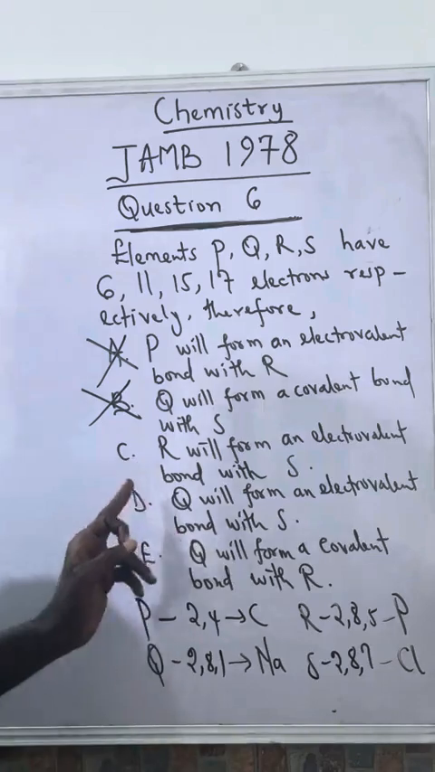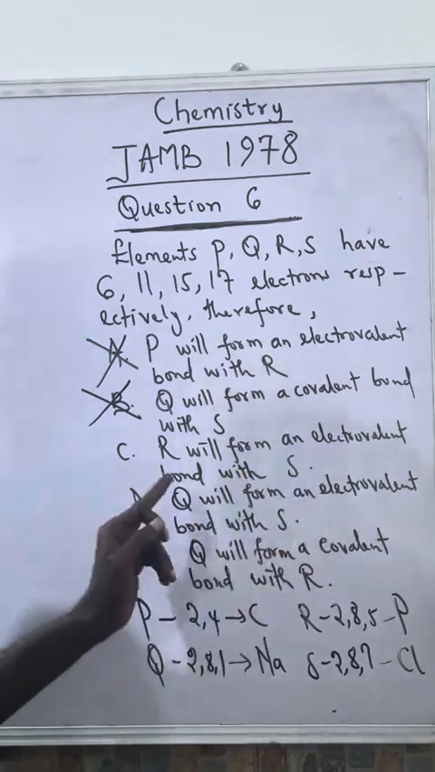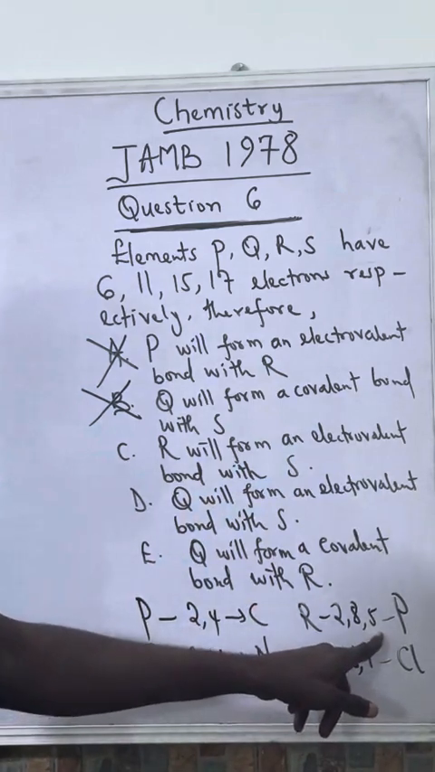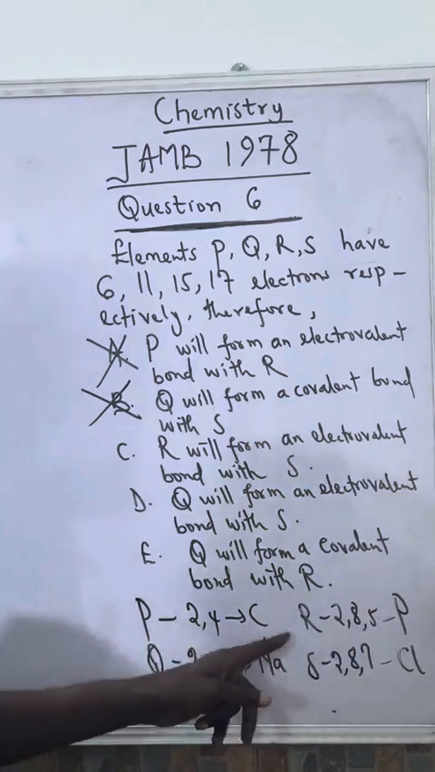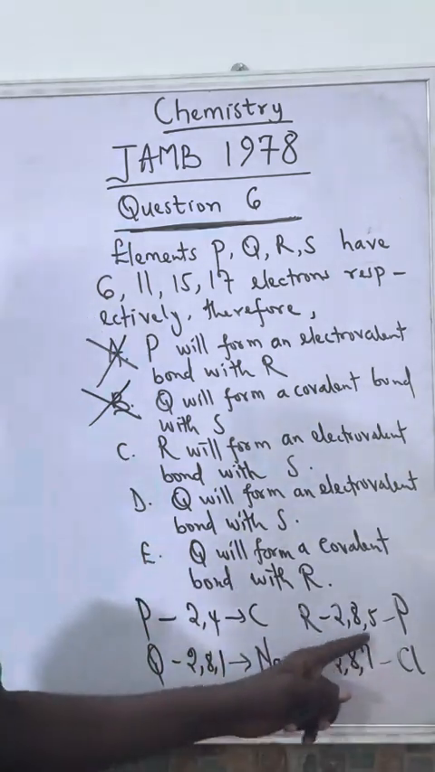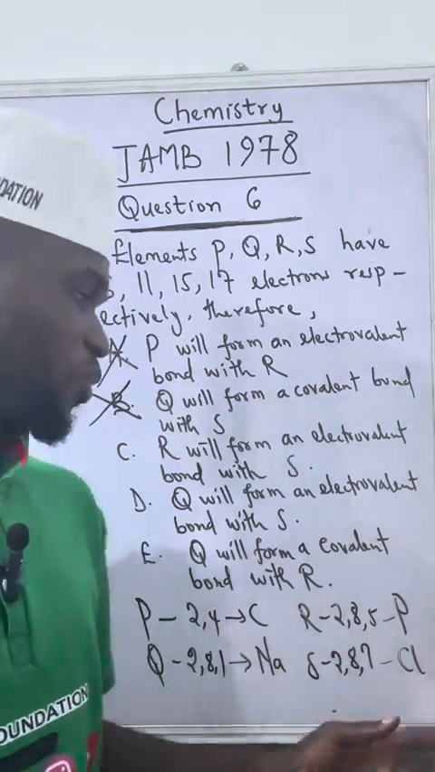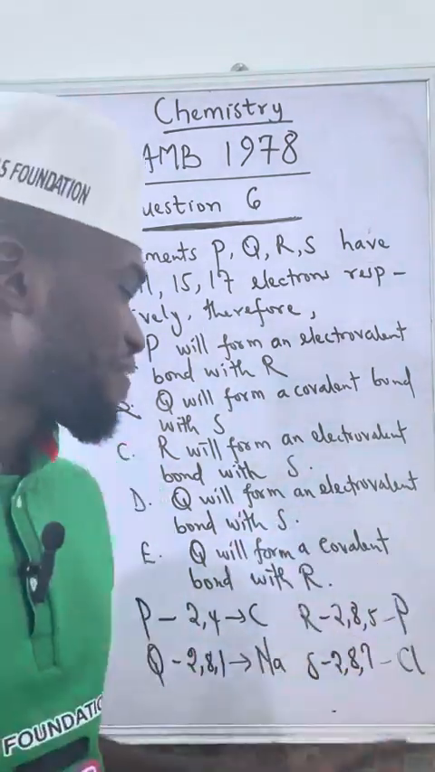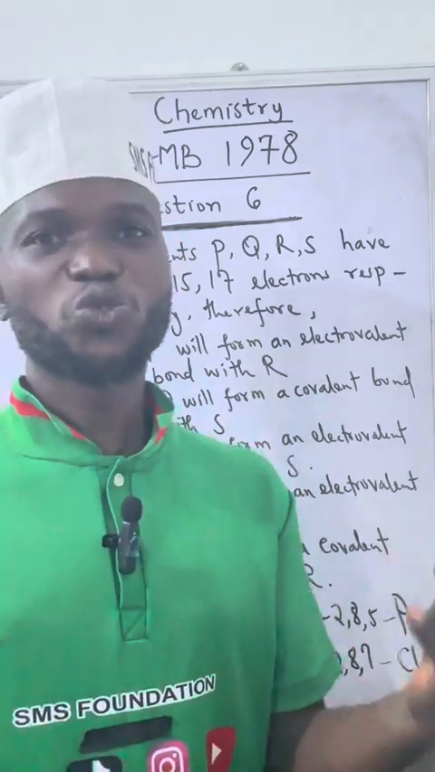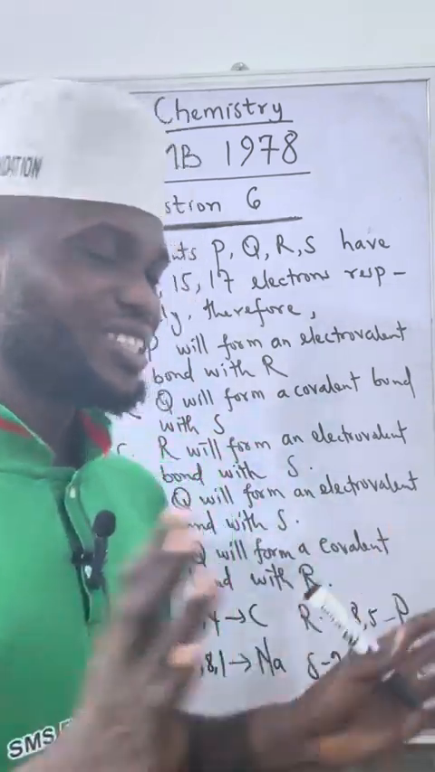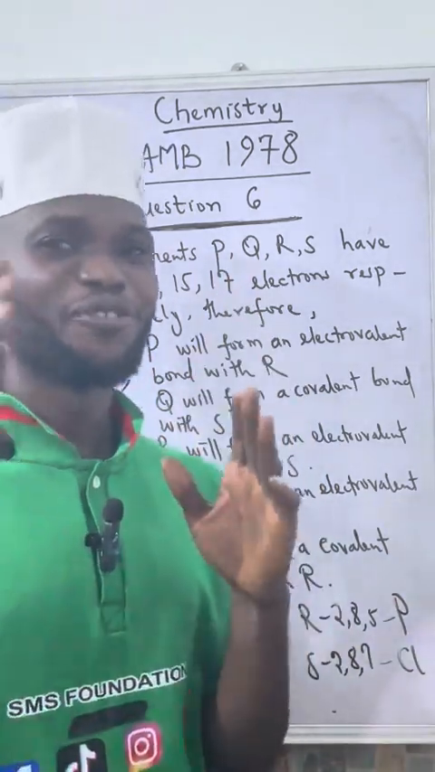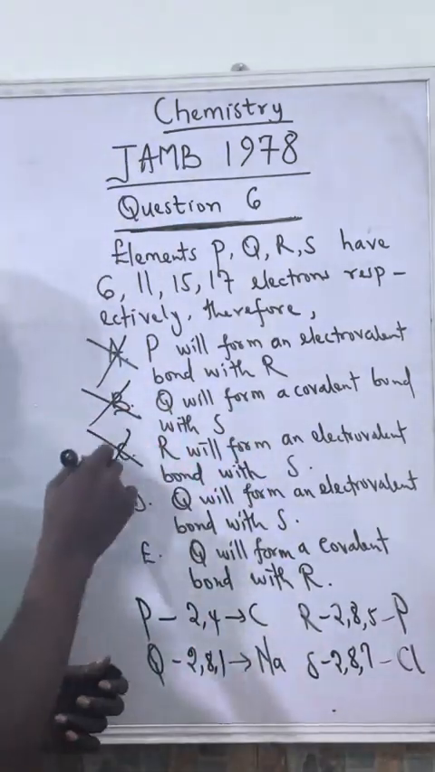Let's go for the third one. R will form an electrovalent bond with S. R is phosphorus. Will it form electrovalent? No. Phosphorus cannot form electrovalent compound with S. S is chlorine. How many electrons does it want to transfer? It's not easy to transfer 5 electrons. Elements usually transfer maybe 1 or 2 or a maximum of 3 electrons. That's what they can give. And usually elements in group 1, 2, 3 are the ones that form electrovalent bond. So option C is also wrong.